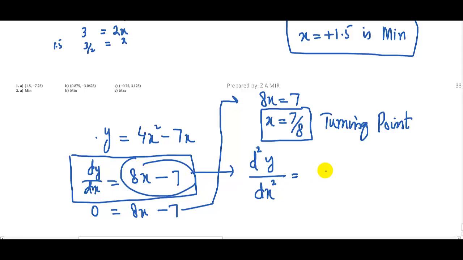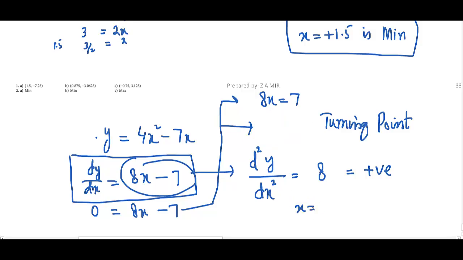So what will be its second derivative? It is just 8. Is it positive or negative? It is positive. So this turning point is maximum or minimum? Yes, it is minimum. Okay, let me repeat again. This 7 over 8 is the minimum point. This turning point, which is 7 over 8, is the minimum point. I hope you understand how to find turning points.